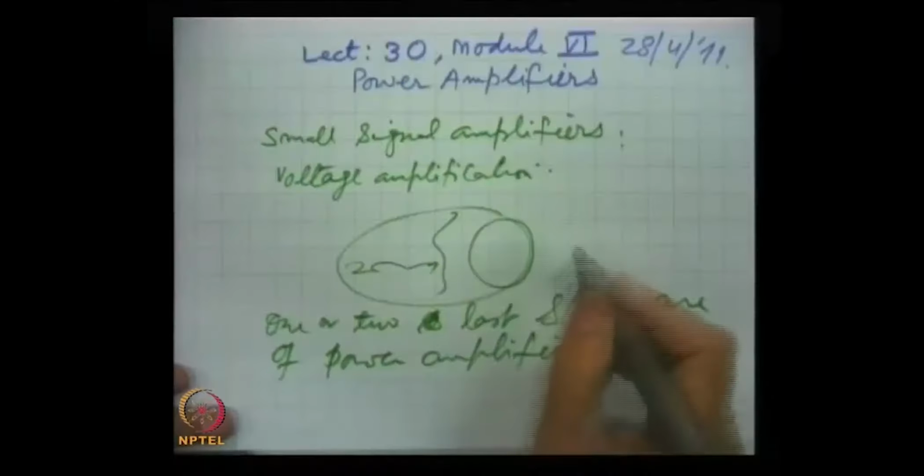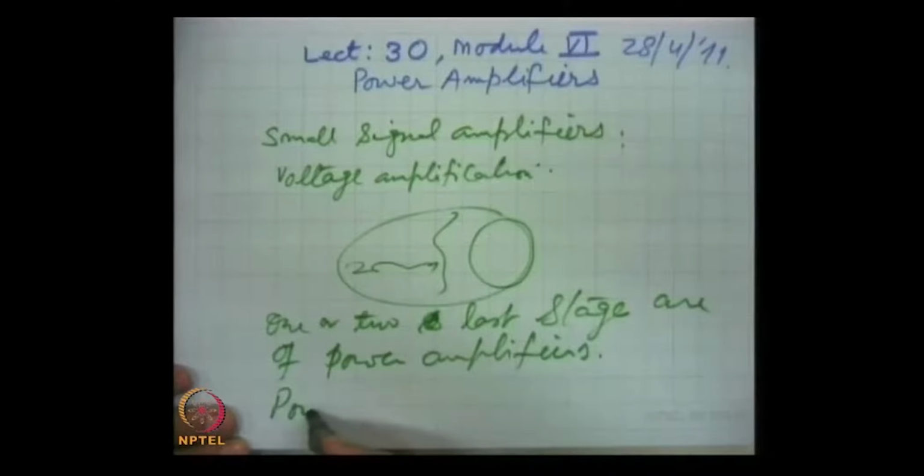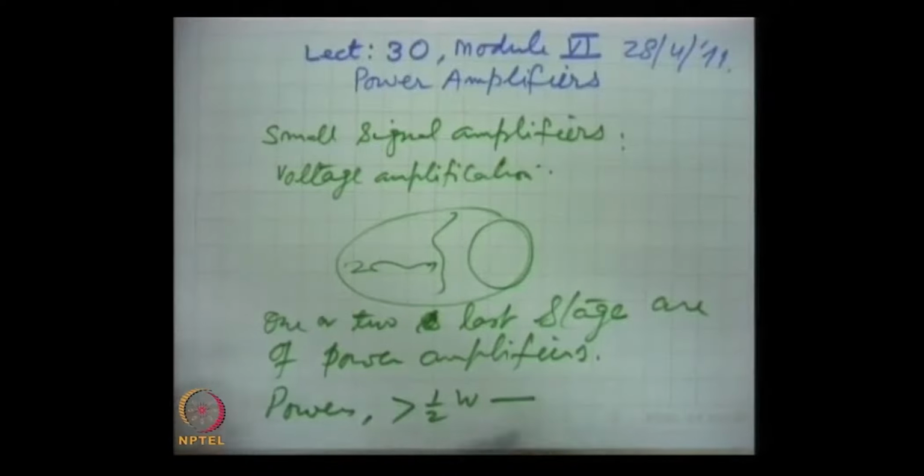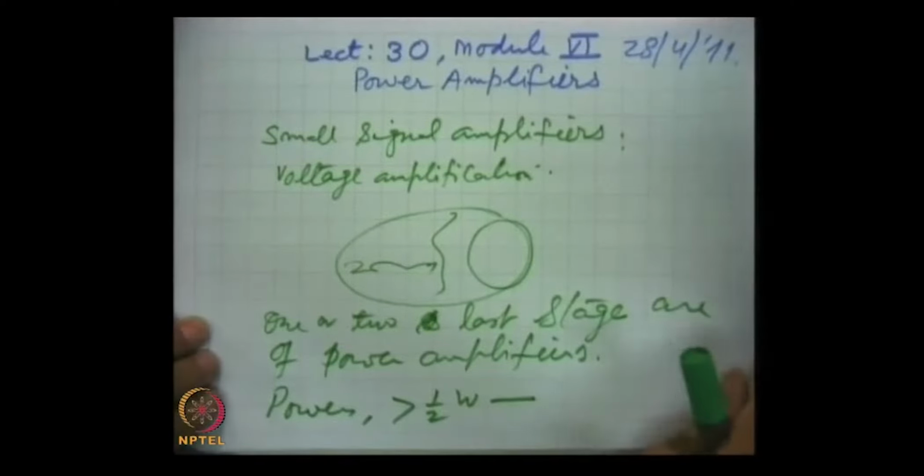The boundary between small signal amplifiers and power amplifiers is normally arbitrary, but in power amplifiers we talk of powers in excess of half a watt to several tens or several hundred watts and even more, while in small signal amplifiers these are quite small, less than 500 milliwatts in general. So we go for power amplifiers.